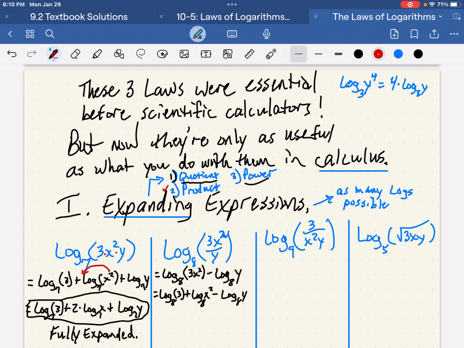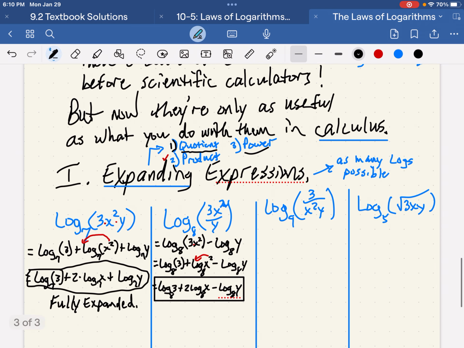And of course now we can do the power rule and yank that 2 down. So we would finally have log base 8 of 3 plus 2 times log base 8 of x minus log base 8 of y. And we have our fully expanded answer. And again, it'll be hard to imagine that day when you're a calculus student that this expression is easier to deal with.